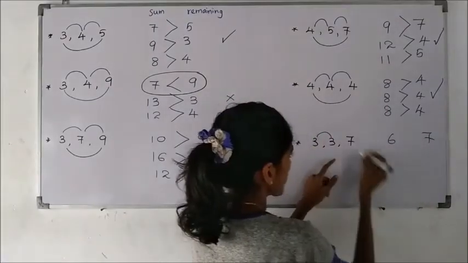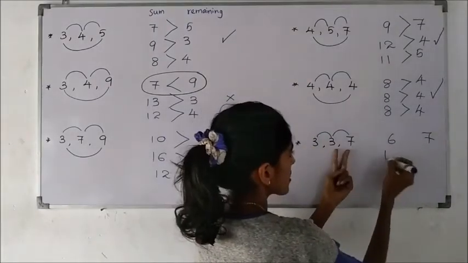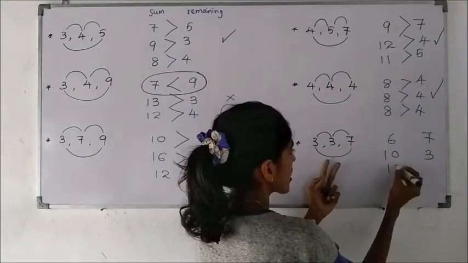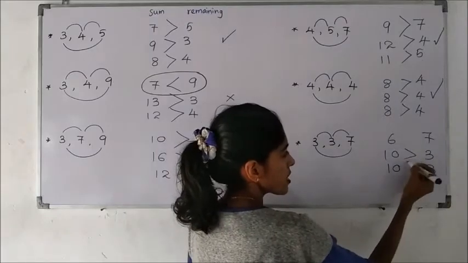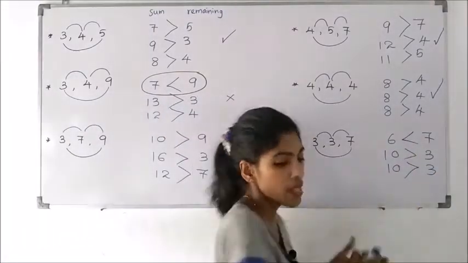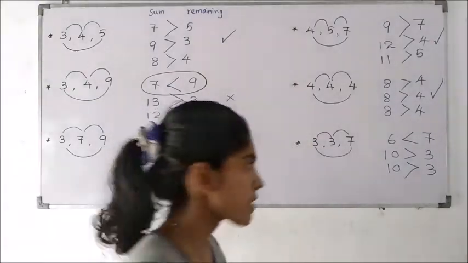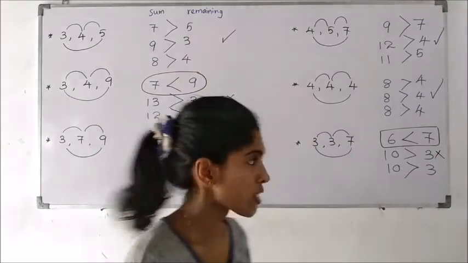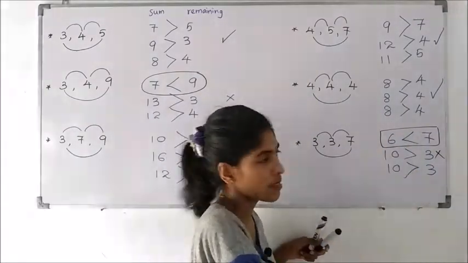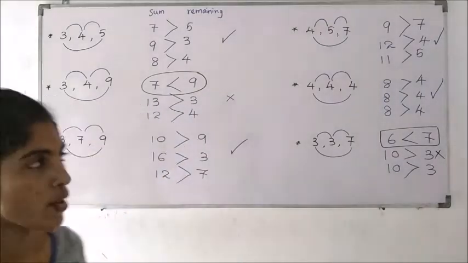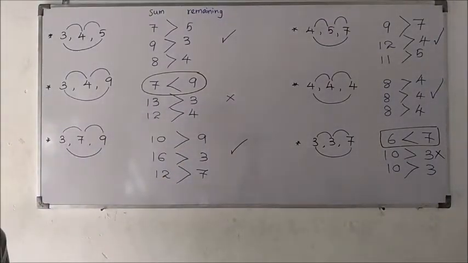Next example, 3 plus 3, 6. The remaining side is 7. 3 plus 7 is 10. The remaining side is 3. 3 plus 7 again 10. The remaining side is 3. Here these two sums are greater, but here it's less. If the sum is less, there cannot be a triangle. Sometimes all the three sums can be less than the remaining side. At that time also we can't draw a triangle. This is how we decide it.